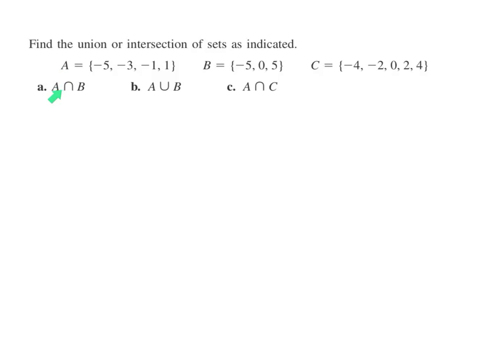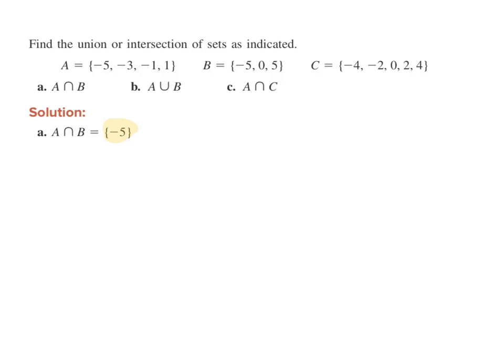For the intersection of A and B, I'm looking for elements of A that are also in B. -5. Anything else that they have in common? No. So the intersection of A and B is just the set of -5. How many have that right? Do we have to put that whole thing? Well, you could have just written this. That would have been okay. You didn't necessarily have to write the problem down, but in terms of being precise, you would want to write that.